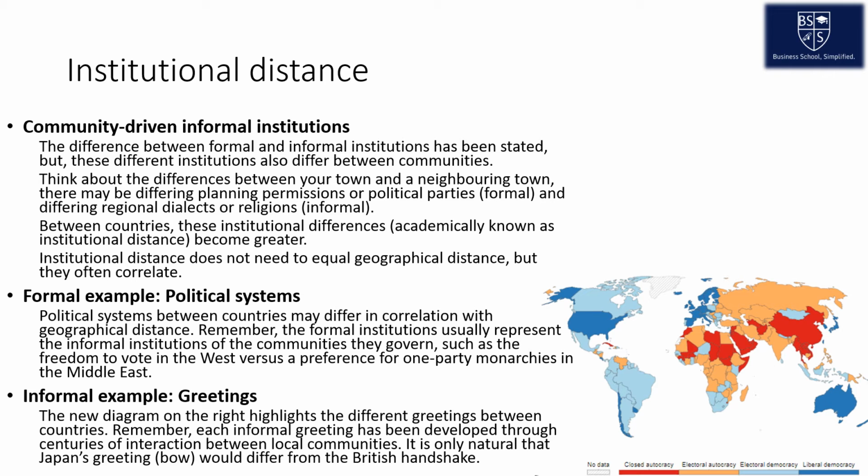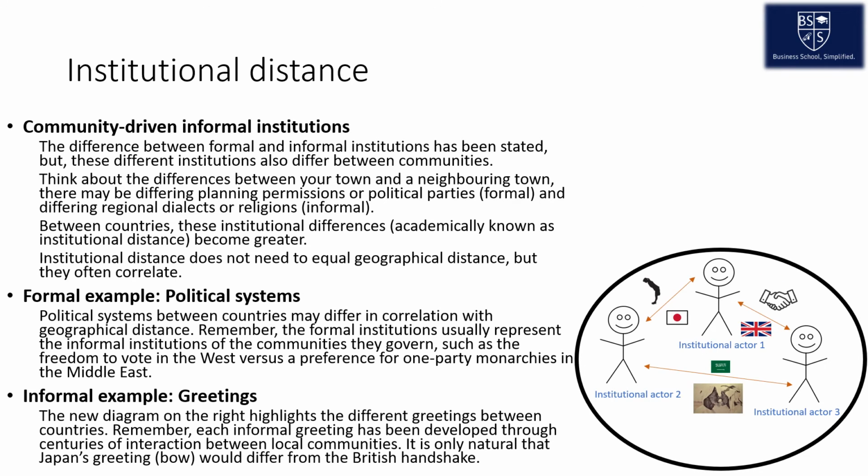One example of formal institutional differences is political systems, as different societies have formulated different institutions to govern their socio-political behaviour. Comparatively, an informal institutional example could be greetings, as you can see on the screen now. As shown on the right, you can see that different countries demonstrate different styles of greetings, such as in the UK they do handshakes. In Japan, bowing is a common greeting, whereas in Saudi Arabia one can expect nose kisses.